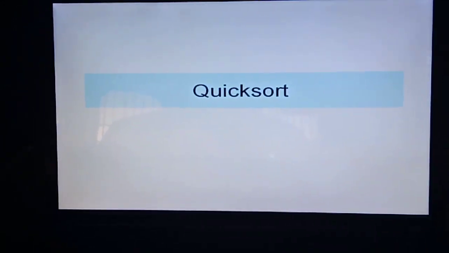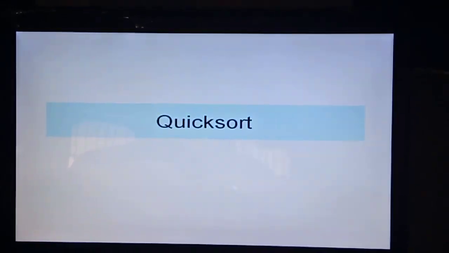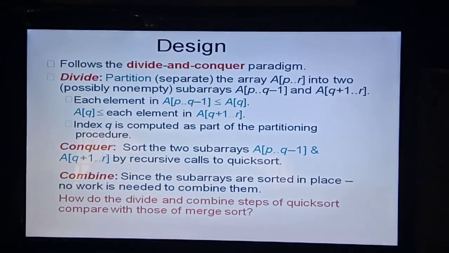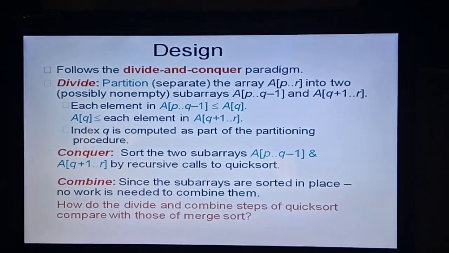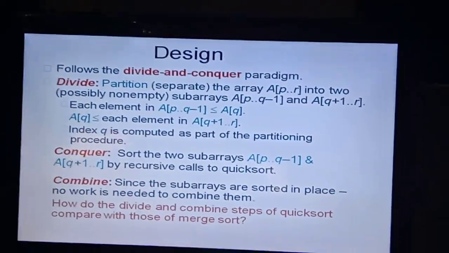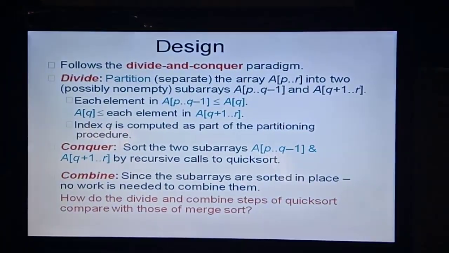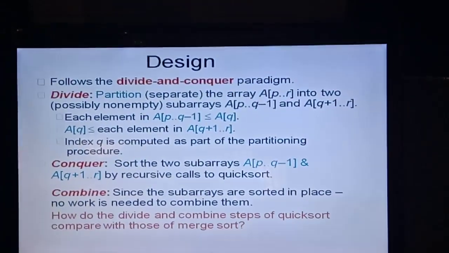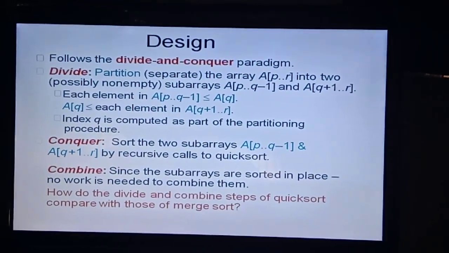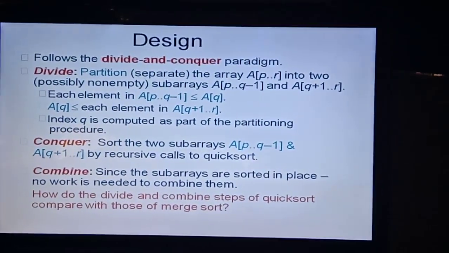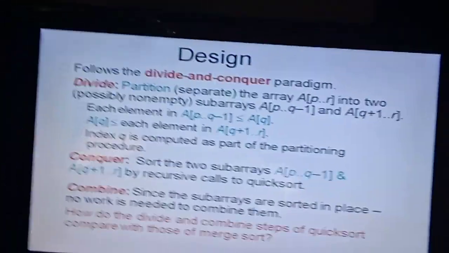Here we can see the first example, quicksort. How can we solve quicksort using divide and conquer? In quicksort, we follow the divide and conquer approach. Divide: partition the array A[p..r] into two subarrays A[p..q-1] and A[q+1..r], where each element in A[p..q-1] is less than or equal to A[q], where q is the pivot element. A[q] is less than or equal to each element in A[q+1..r].